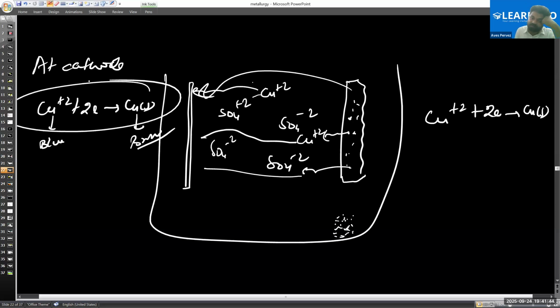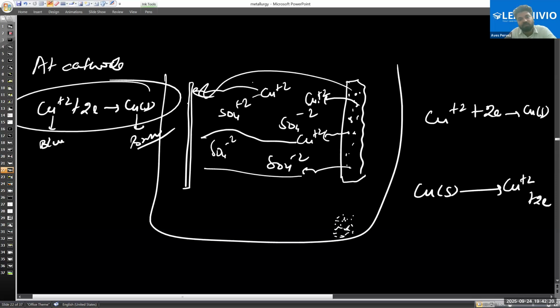When we are writing the answer, we'll write that the Cu2+ ion from the electrolyte gets reduced to copper solid at the cathode, and the same amount of copper solid from the anode gets oxidized. Oxidized means it removes 2 electrons, converting into Cu2+. So one by one copper atoms convert into copper ions, and here copper ions get converted into copper atoms. You understood? Yes or no?